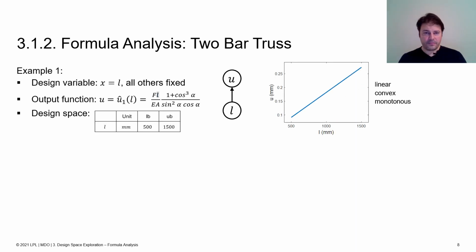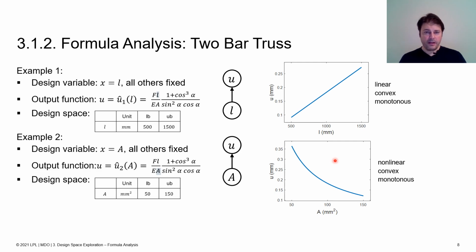Now we're going to perform a very basic analysis, which is plotting, of course, which is trivial. We just look at how our objective function changes with respect to our design variable. And we realize, which can also be confirmed by the formula, that we have a linear relation between input and output if your design variable is L. The function is convex, and it is also monotonous.